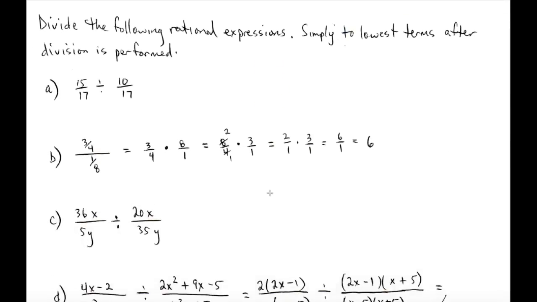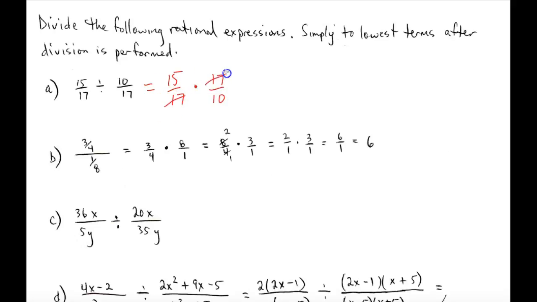Okay, and so same sort of thing. The only difference now is that we want to remember that whenever we're dealing with these rational expressions, we want to keep, change, flip. Okay, so for the first expression here, we are going to say 15 divided by 17 times 17 divided by 10.